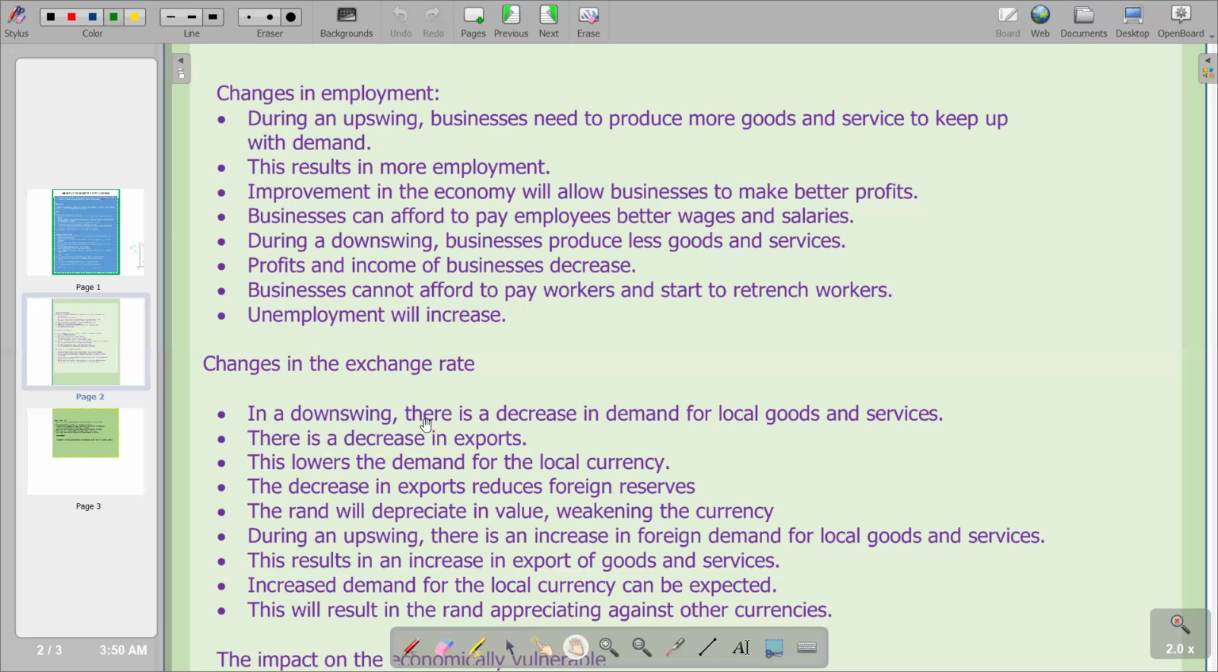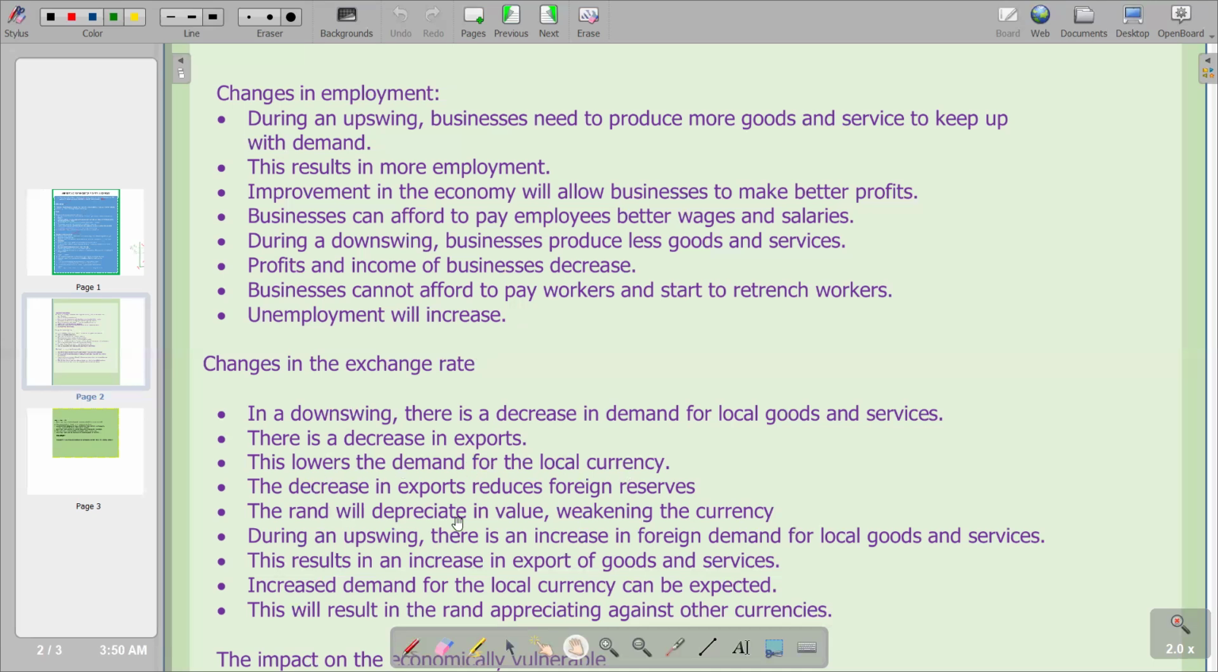Then there is a decrease in exports whenever there is a decrease in demand for our goods and services. It means the foreigners are not in a position to buy our goods, and then our exports will go down. Then this lowers the demand for the local currency also, because for them to buy our local goods and services, they should have our local currency. They should have the rands so that they can buy in South Africa. So if the demand has gone down, it means also the demand for our local currency, which is the rand, will also go down.